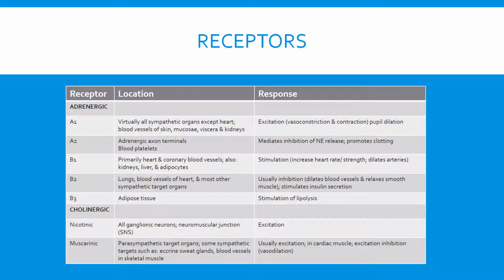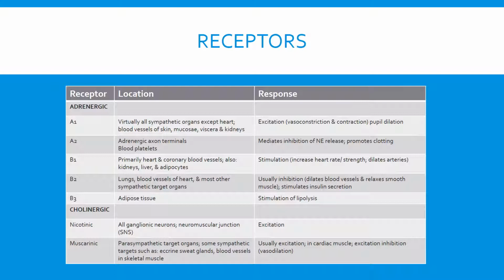Beta-2 receptors are on your lungs and blood vessels of the heart. They dilate blood vessels and relax smooth muscles. Beta-2 also dilates the bronchi, allowing for better breathing. These 2 receptors are how the sympathetic division gives you more power. Beta-3 is on adipose tissue. It just helps break down some fat.